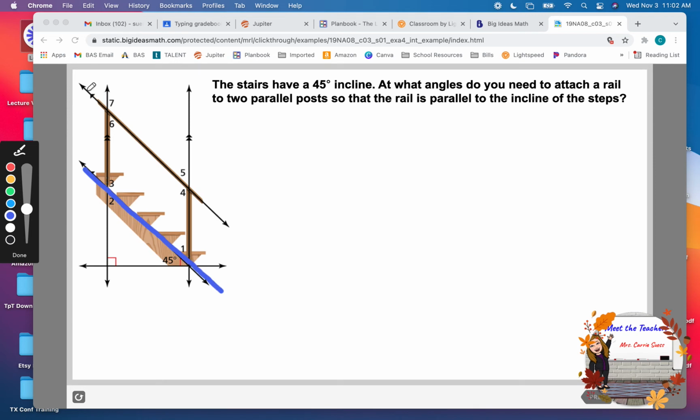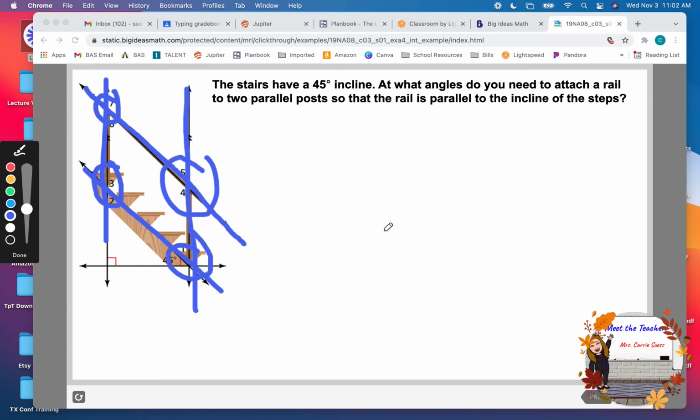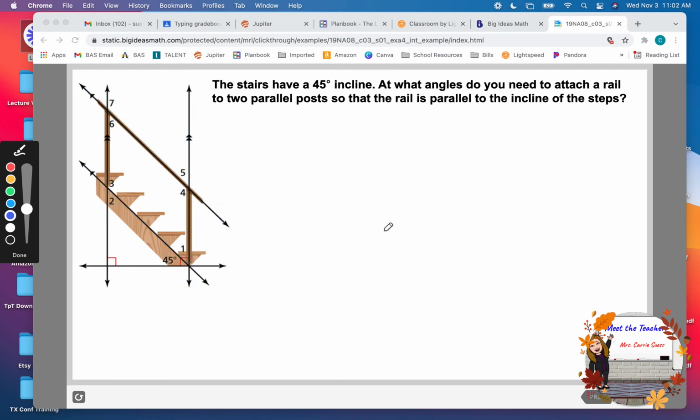So, got it. This line and this line has more than one transversal because this would be considered a transversal. So you could compare all of these angles and these angles. This would be a transversal. So you could compare all of these angles and all of these angles. All right, so you follow that? Because it'll get wonky here.